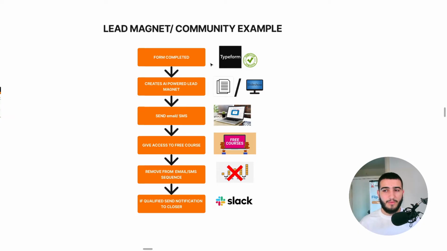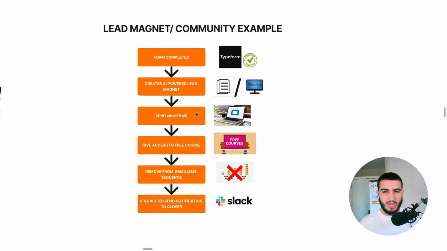So we take all the information from the form to create them some sort of AI-powered lead magnet to provide value to them. Then we go ahead and send them an email or SMS with a link to that lead magnet. We give them free access to a course within that community, remove them from any email sequences to prevent them from getting spammed. And then if they're qualified, we send a notification to the closer.